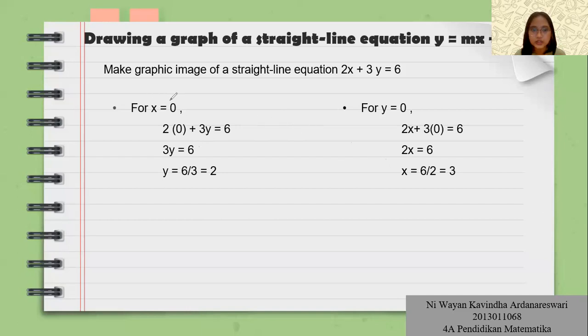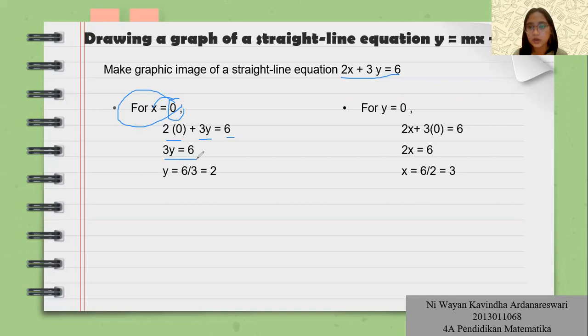For x equal to 0, from this equation, we substitute 0 for x. So for 2x plus 3y is equal to 6, we substitute x with 0. So 2 times 0 plus 3y is equal to 6. 2 times 0 is 0, so 3y is equal to 6.